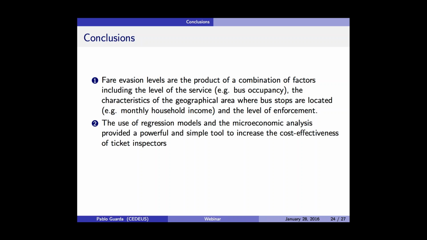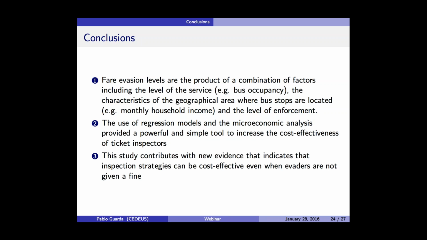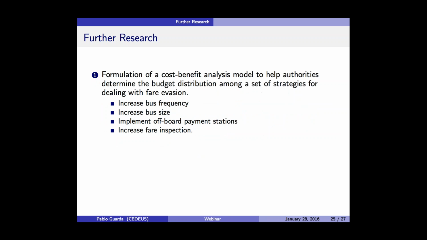The use of regression models and the microeconomic analysis provided a powerful and simple tool to increase the cost effectiveness of ticket inspectors. And this study contributed new evidence that indicates that an inspection strategy can be cost effective even when fare evaders are not given a fine. And we expect in further research we can analyze other strategies that don't necessarily involve fining fare evaders, but that could be effective to reduce it.